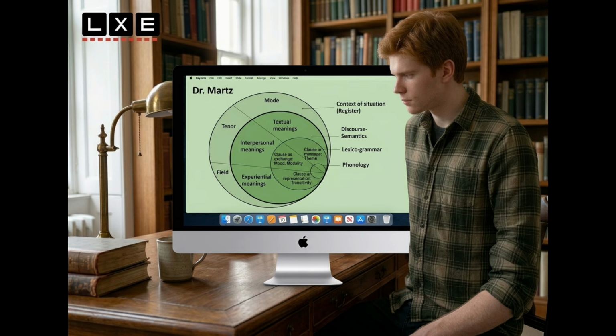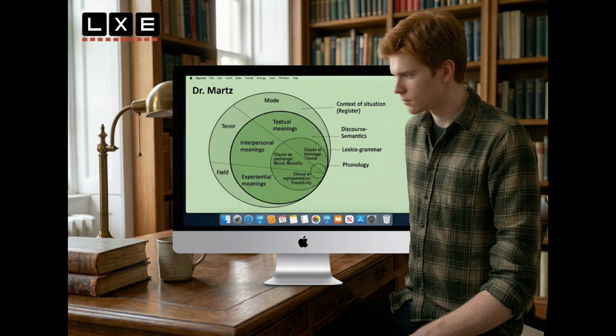This connects to field. The content of what you're saying shapes, and is shaped by, the ideational layer of the grammar. The second is the interpersonal metafunction. This is how language enacts relationships, how we give and demand information, how we express attitude, how power and solidarity get built into the very structure of a clause. This connects to tenor.